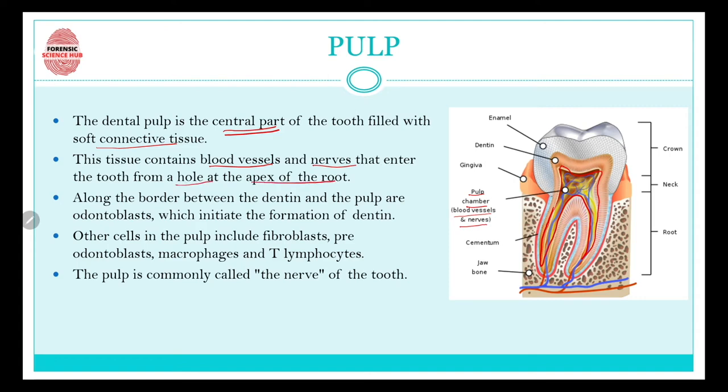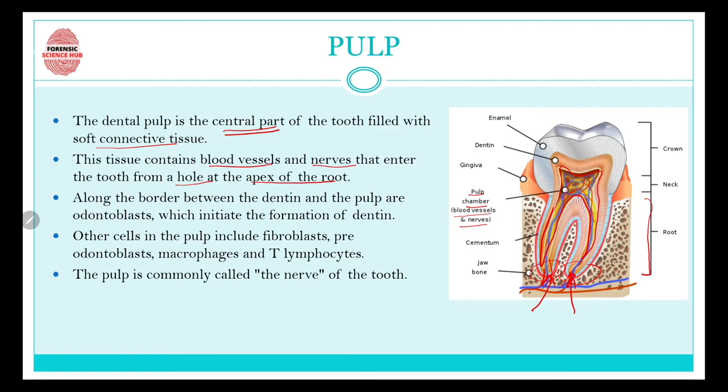So this is basically the apex. This is the root area, right? This is root area. So apex of the root is this area. So blood vessels and all travel from a hole. This is the hole, right? This is the hole, and from here the blood vessels enter into the pulp chamber. As you can see here, various blood vessels are there.